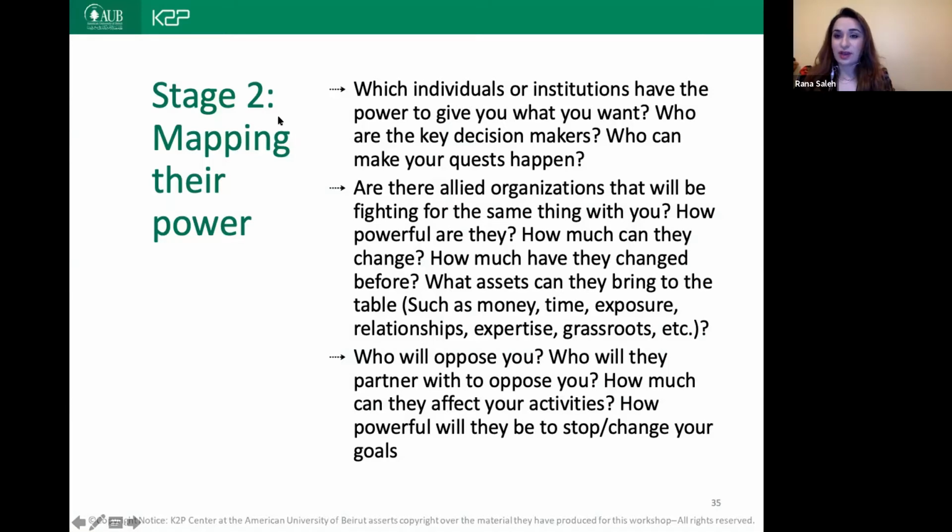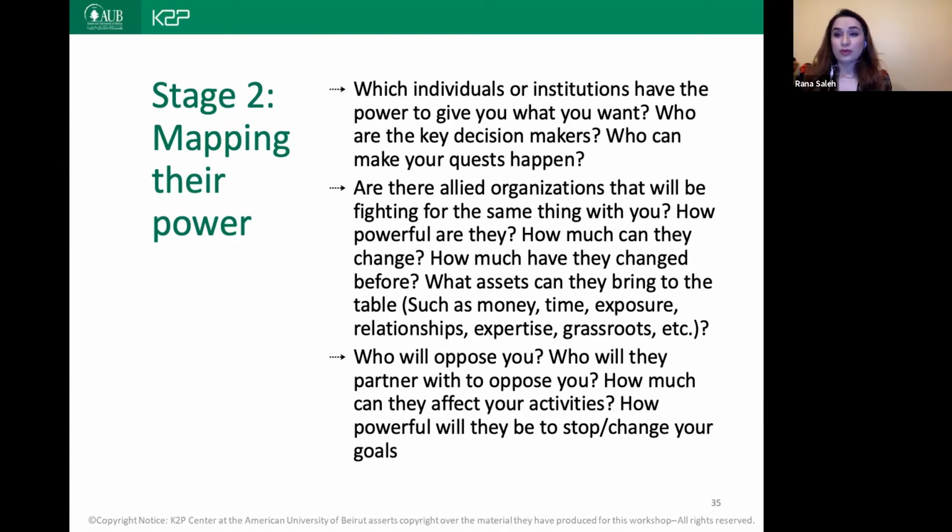The second stage, after you've identified all of those stakeholders, is now time to know their power. And when we talk about power, there are multiple definitions of power. Ideally, what would make a stakeholder powerful? It would make a stakeholder powerful if they have resources, financial, human resources, and also technical abilities and technical skills. They would be powerful if they have access to policymakers, if they have connections to policymakers and decision makers, and they are on good terms and relationship with them.